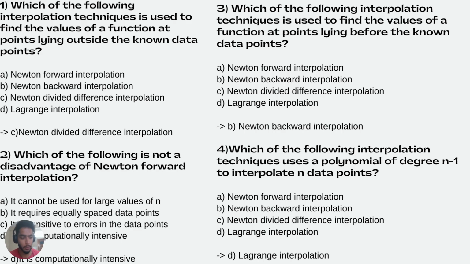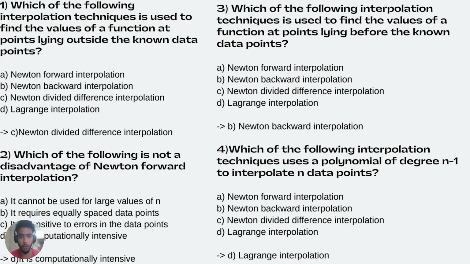Which of the following interpolation techniques is used to find the value of a function at a point lying before the known data points? As I mentioned in the first question, Newton forward and Newton backward work in a defined data range. And here we have to find the value of a function at a point lying before the known data point. So definitely Newton backward interpolation is used in this case. Let's move on to the next question.